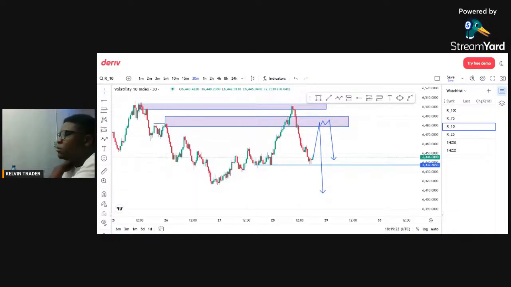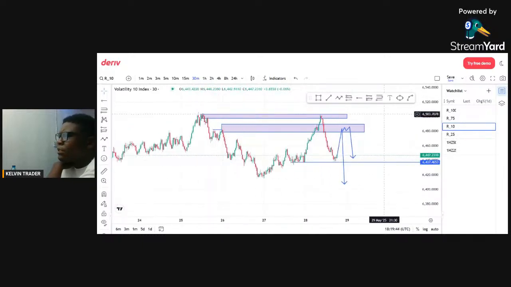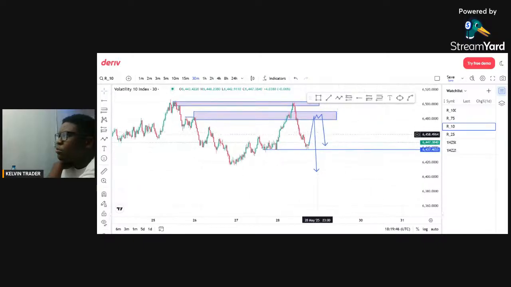Okay, let me continue what I'm saying. Like I said, this week I expect it to come up here. I lost money here, so I expect it to come up here before the sell continues. You understand? That's the setup I have on VIX10. So make sure you don't miss this VIX10.